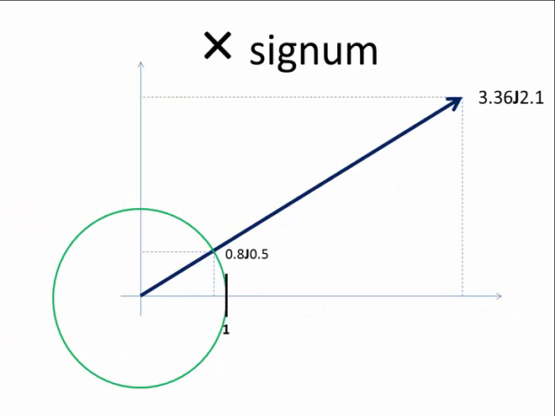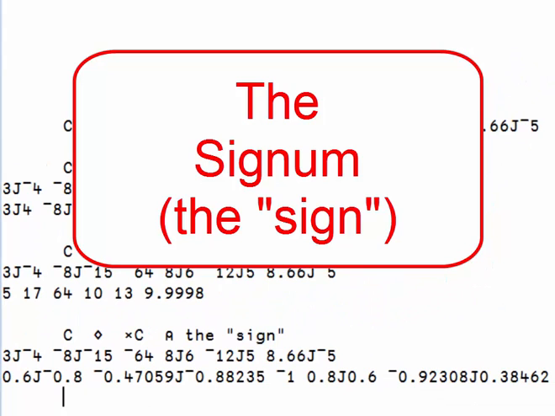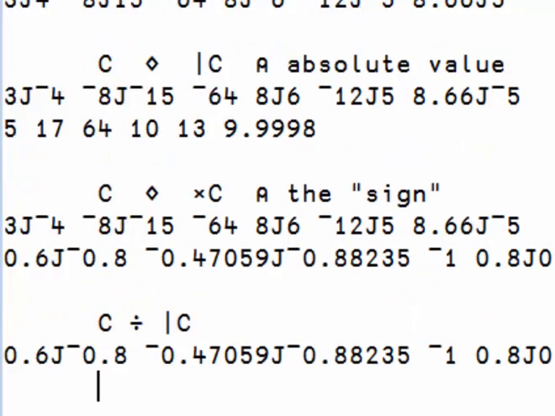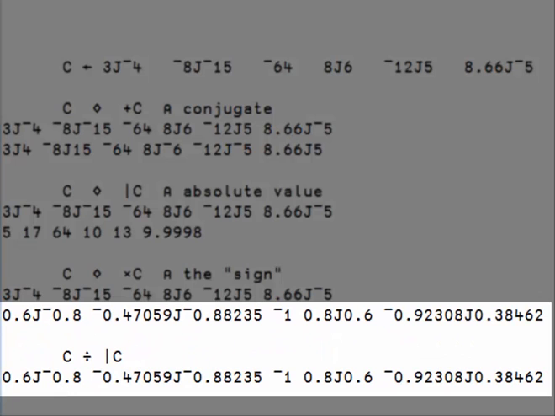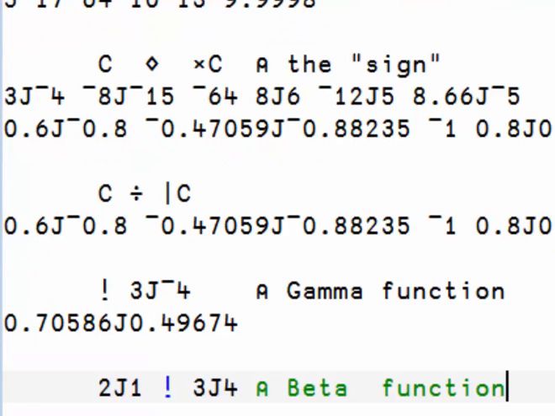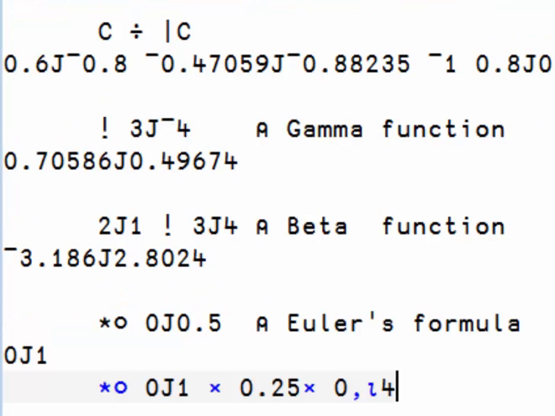The signum is given by the number divided by its absolute value. Here we have the sign of the numbers. We can see that the sign is given by the number divided by its absolute value. We have the exact same numbers. Here's the gamma function. Here's the beta function. Here's Euler's formula for several numbers.